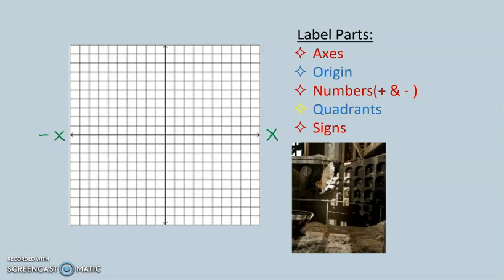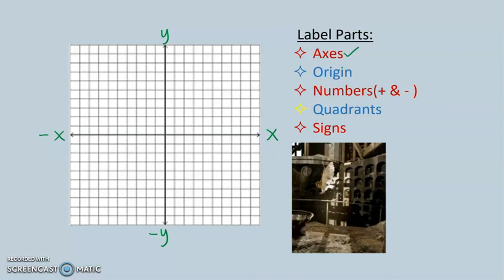And then for our other axis, remember that's y, and that goes up and down. So up here at the top, I'm going to write positive y, because that's where the numbers are positive. And then down here at the bottom, I'm going to write negative y, because those numbers are negative. All right, axes, check.